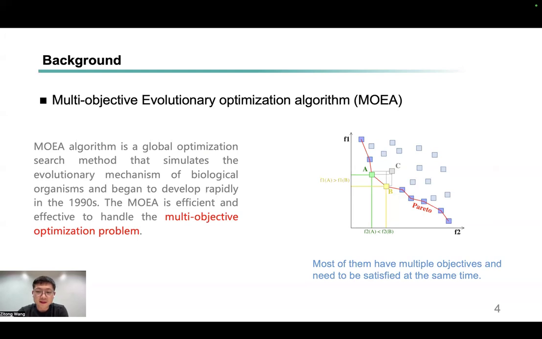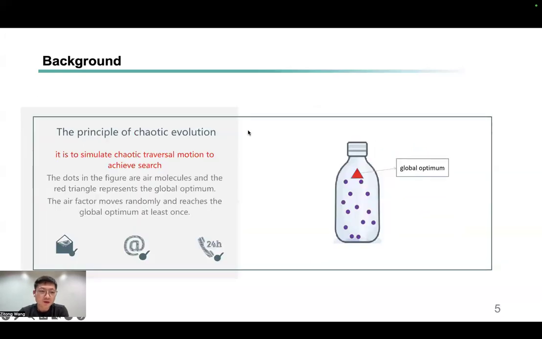The red line is an ideal state of resource allocation. This is the Pareto front. The principle of chaotic evolution is to simulate chaotic traversal motion to achieve search. The dots in the figure are iron molecules, and the red triangle represents the global optimum. The chaotic factor moves randomly and searches the global optimum at least once.